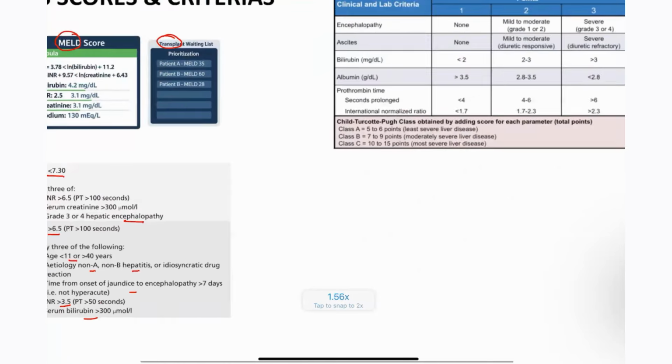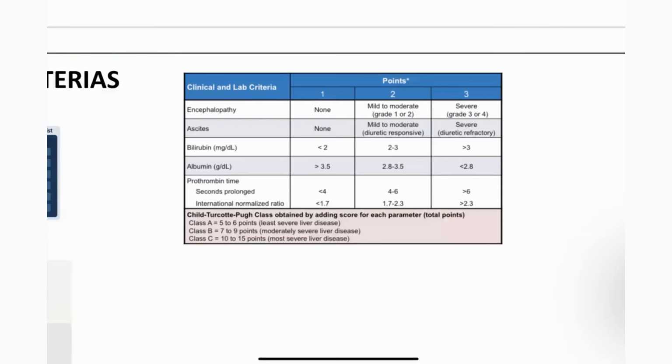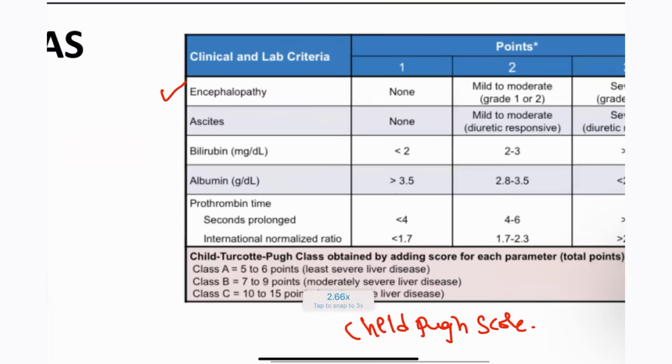Next, another one you are going to see is the Child-Pugh score. In the Child-Pugh score, the scoring components are not important, but the important criteria are encephalopathy, ascites, bilirubin, albumin and prothrombin time. This is what we are going to use.